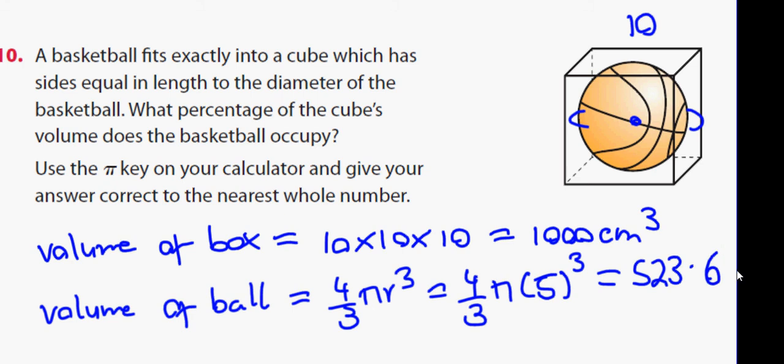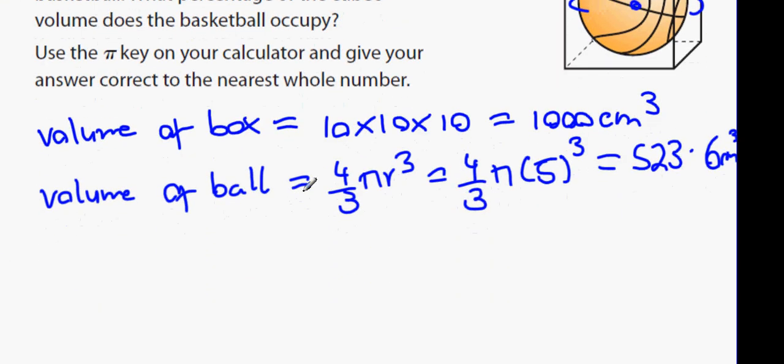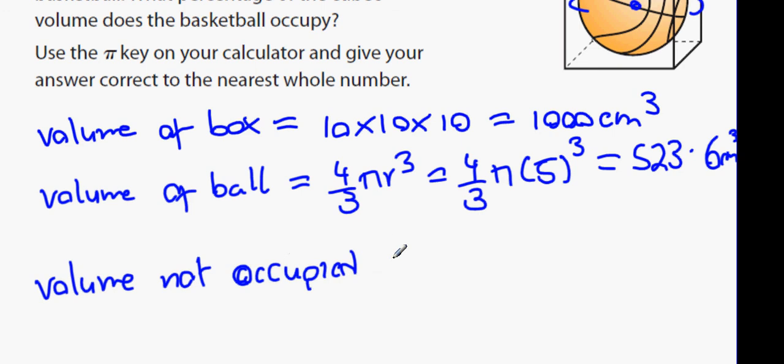523.599. Call it 0.6, okay? Which one's bigger? Which one's bigger, guys? The volume of the box. Now, volume not occupied. How do you get the volume not occupied? Volume not occupied is take them away from each other. And what happens when you take them away from each other?